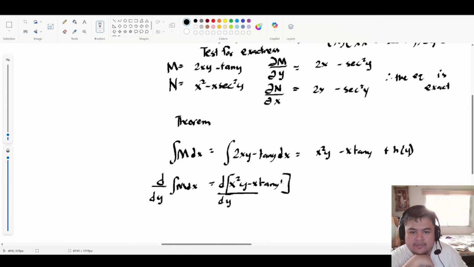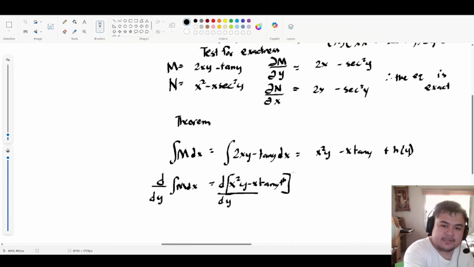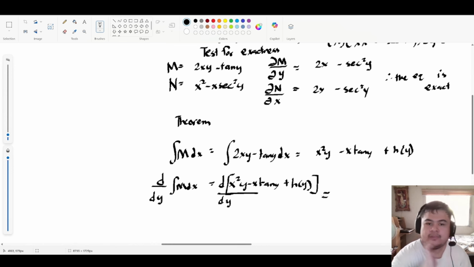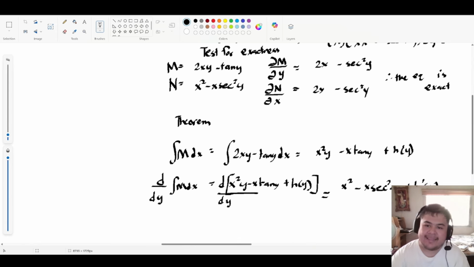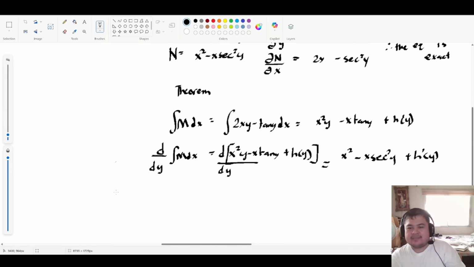Only y variables, right? We're just going to look at the y variables. What's going to happen is we're going to treat x as the constant. It will become x squared minus x secant squared y plus h prime of y. We add the h of y because we treat it as h of y instead of a constant. When we integrate, we add a constant. But in this case, because we only integrate the left side, we assume that we differentiated.